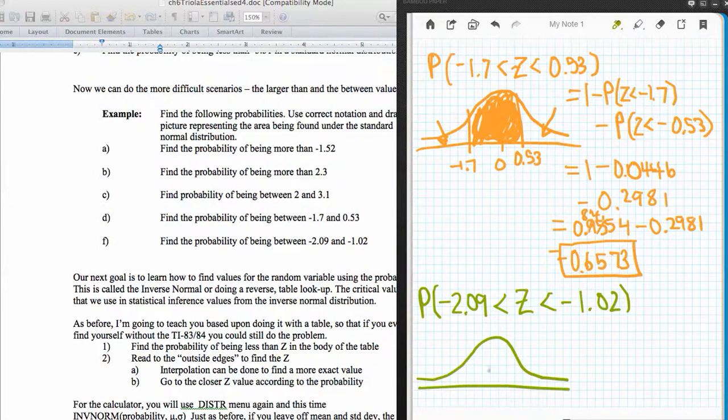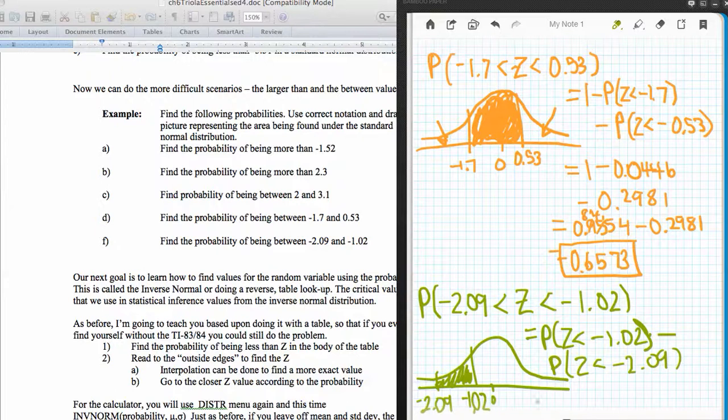So we have a negative 2.09 over here, and we have a negative 1.02 over here, and these are the areas I'm finding between. So I'm going to do the one that's closer to 0. I'm going to do that going this way, so the probability that a z is less than negative 1.02, and then subtract the probability of being the smaller one down here. So all this area, wipe out this area down here, z being less than negative 2.09.